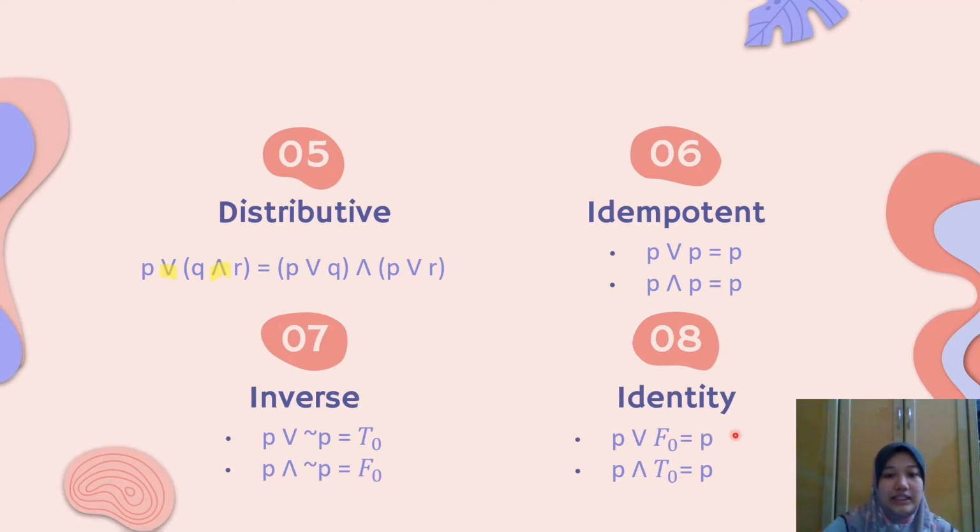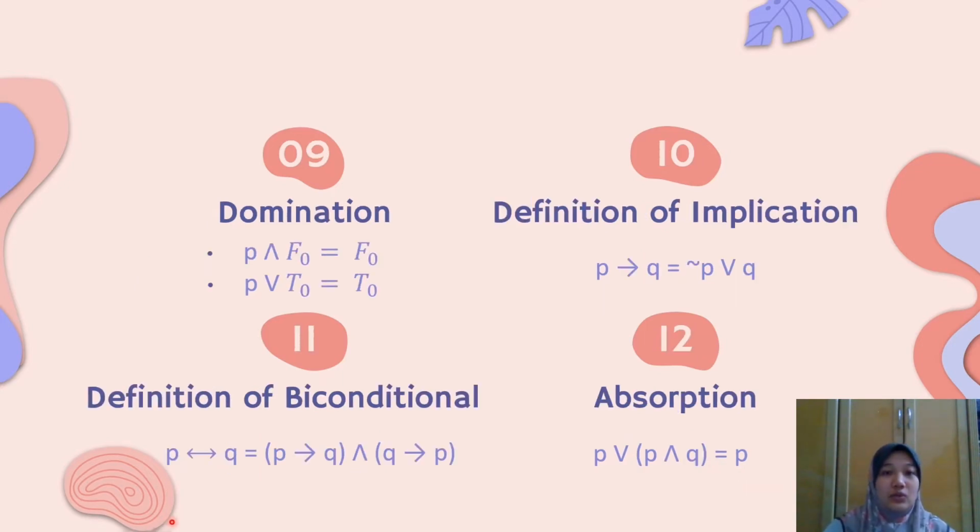Number 8, identity law. When P or contradiction equals to P, P and tautology equals to P. Number 9, domination law. When P and contradiction equals to contradiction and P or tautology equals to tautology. Number 10, definition of implication. When P implies Q equals to negation P or Q.